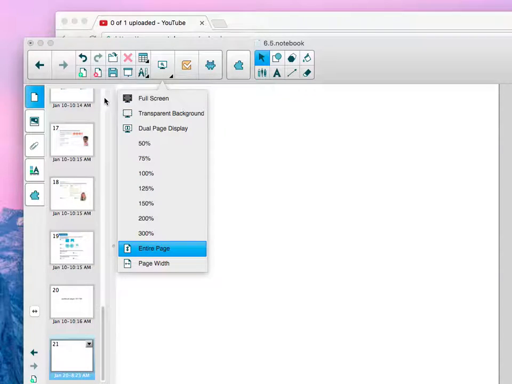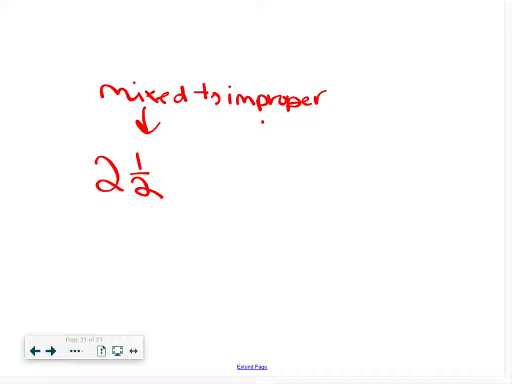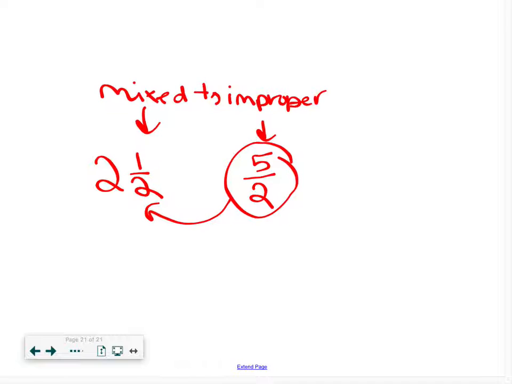Hi guys, today this video is going to teach you how to take a mixed number and change it into an improper fraction, okay? As a reminder, a mixed number is a number that has a whole and a fraction, like 2 1/2. And an improper fraction is any fraction where the numerator is bigger than the denominator, okay? There's already a video about how to change this to this. Today, this video is going to be how to change this to this.